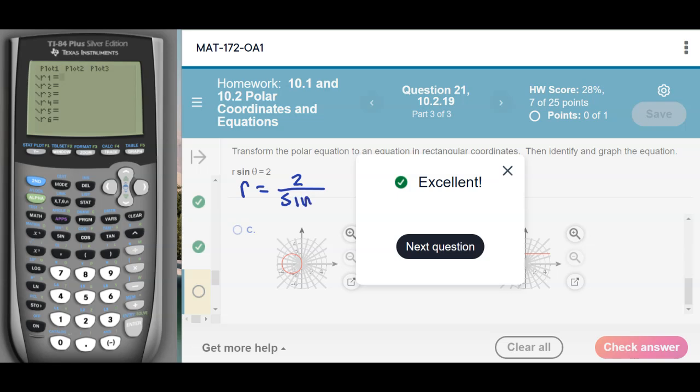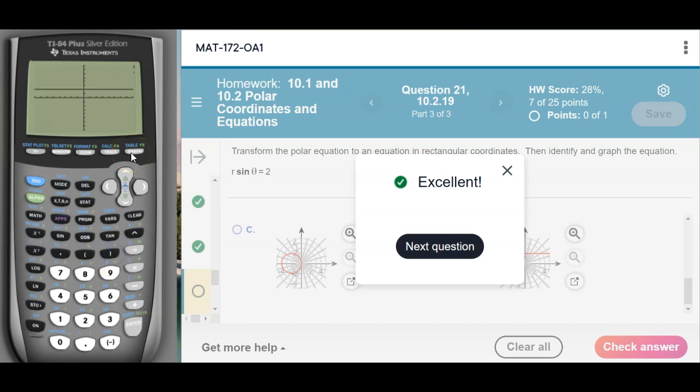Now technically 2 divided by the sine of theta is the same as 2 times cosecant theta, but because I don't have a cosecant button on my calculator, I would need to use this form to get the graph. So r equals 2 divided by the sine. And now when I press the X,T,theta,n button, it's going to give me theta because I'm in polar mode. All right, I'm going to hit graph. There's that horizontal line passing through 2.